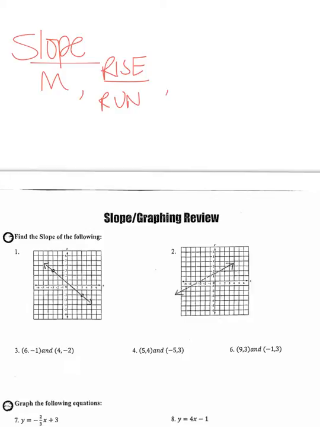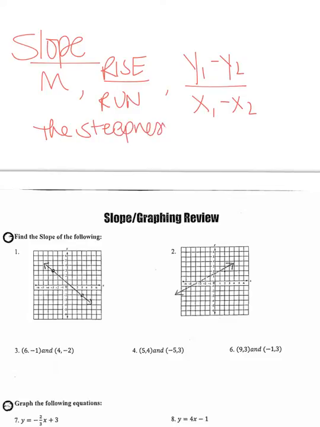When you have two ordered pairs, you want to think about the slope formula. Remember, the slope formula is y1 minus y2 over x1 minus x2. And the last thing you want to think about is, what does slope mean? What does slope tell you about the line? Well, slope determines the steepness of a line. Okay? So those are the four main things. These three things are the most important: m, rise over run, and then the formula.